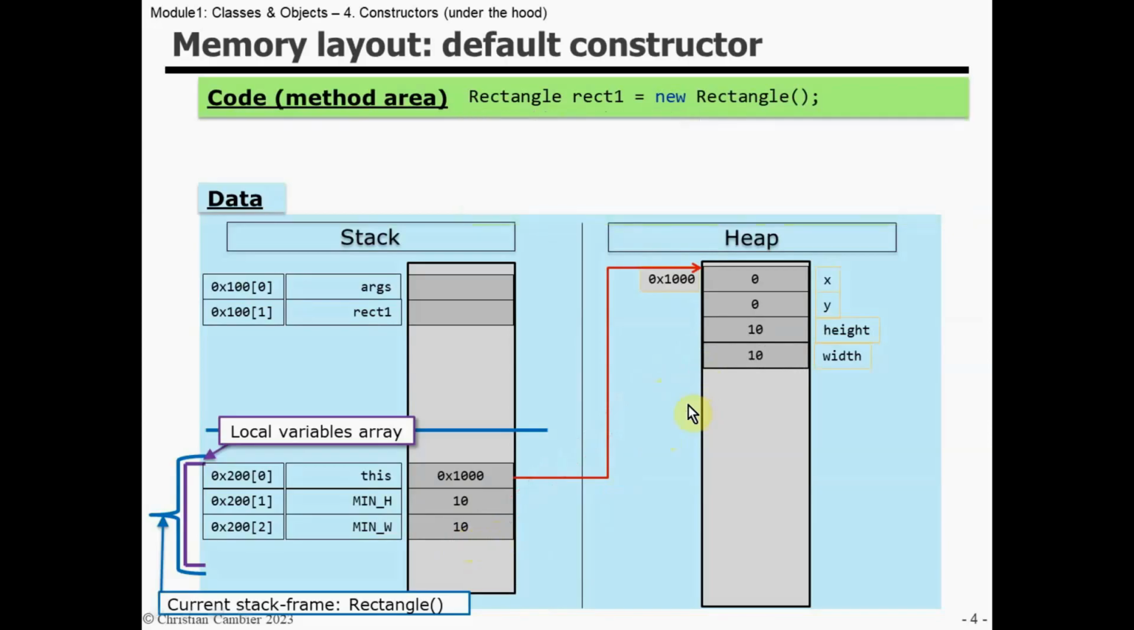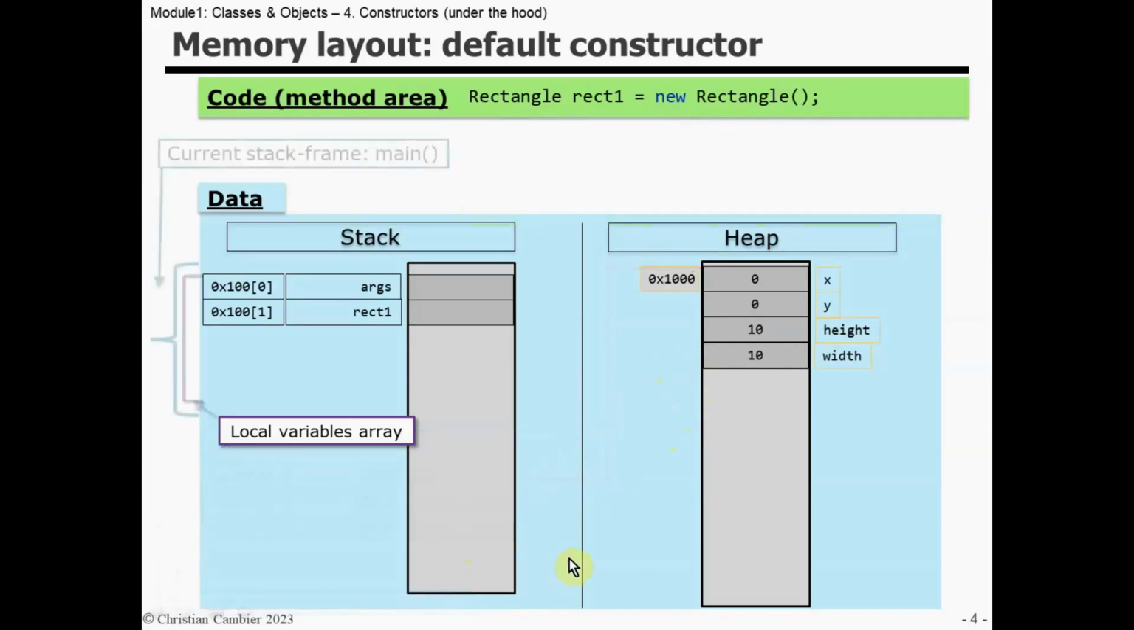We return to the main, destroying the current stack frame, and then the assignment is performed, and rect1 is referring now to a nicely initialized rectangle with values 0 for x and y and 10 for height and width. That's it for the default constructor.